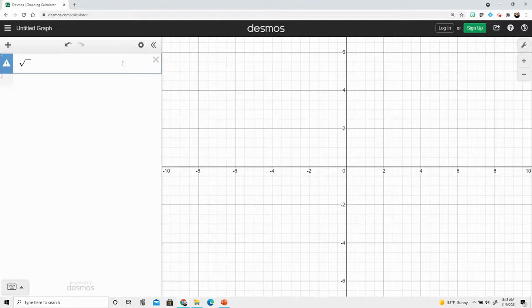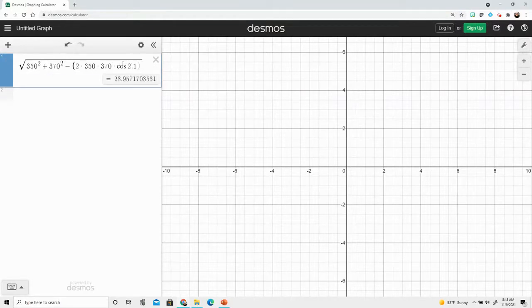Then I'll start typing my expression, 350 to the second plus 370 to the second minus, now here's where I'm going to add a parentheses to do the 2 times 350 times 370 times cosine of 2.1 degrees. You see how I typed that all in one step. The only thing I added was the extra set of parentheses, and I get 23.957.